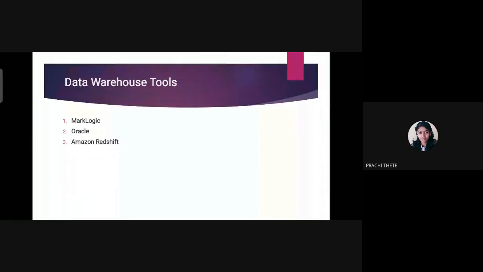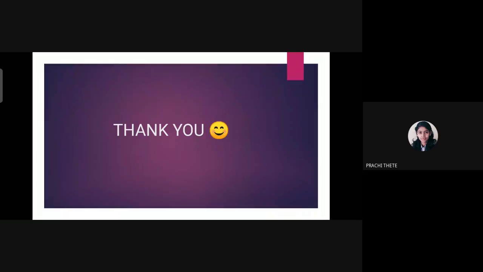These are some of the tools which we can use for data warehouse: MarkLogic, Oracle, and Amazon Redshift. That is all. Thank you.